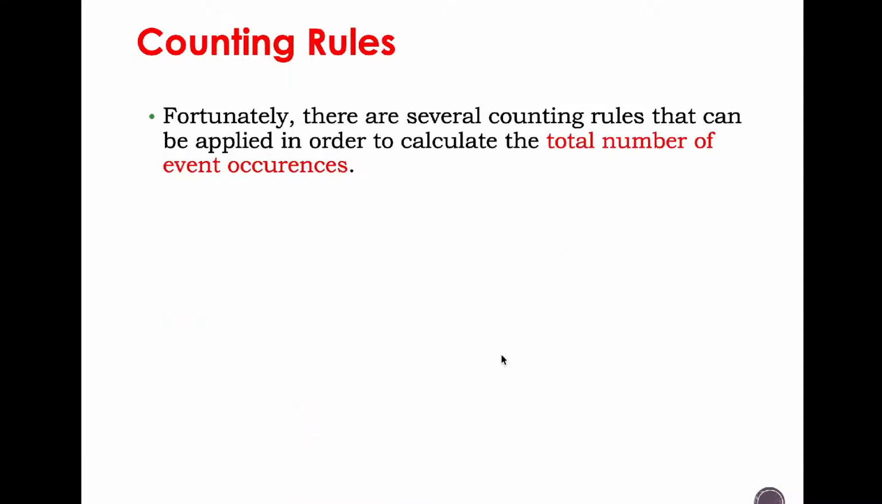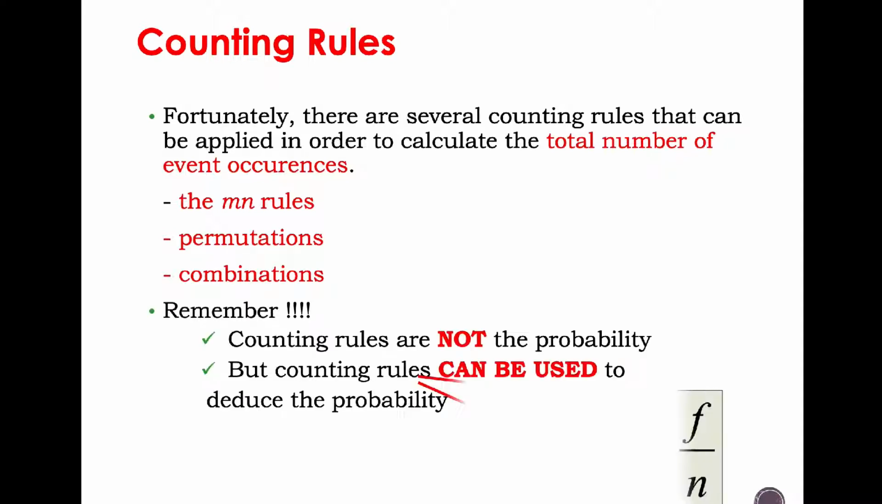Counting rules. Basically, we are fortunate because there are several counting rules that can be applied in order to calculate the total number of event occurrences, named the MN rules. It is also called permutations and combinations. But remember, counting rules are not the probability, but counting rules can be used to reduce the probability.